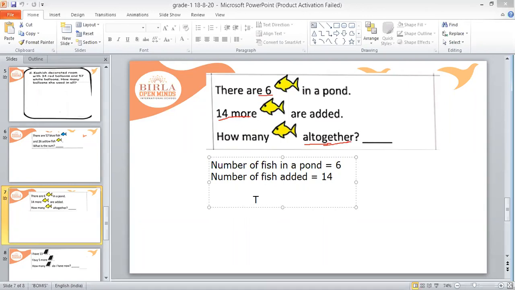Now we have to arrange these two numbers in tens and ones columns. See here children, your first number is 6 and 6 is a 1-digit number, so it has value in ones place. Then your next number is 14, and 14 is a 2-digit number, so it has value in ones place and tens place. So we will write 1 in tens place and 4 in ones place. Now we have to add 6 and 14. We'll add the numbers in ones place first.